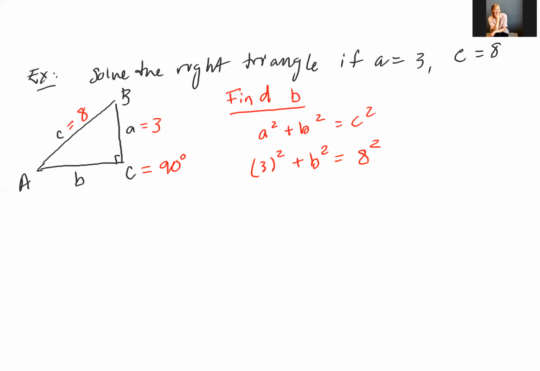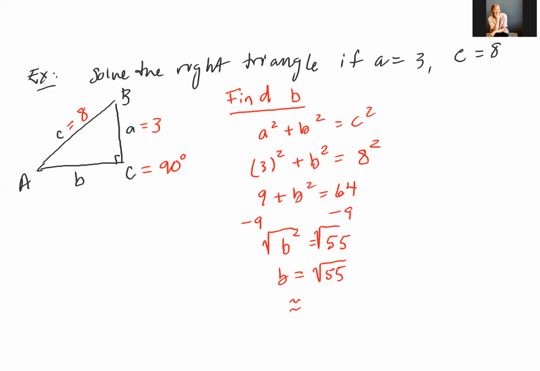I'm going to solve for b. 3 squared is 9, plus b squared is equal to 8 squared, which is 64. I'm going to subtract 9 from both sides, and I get that b squared is equal to 55. Take the square root of both sides. I get that b is equal to the square root of 55, which very often in your homework, it's going to want you to write the decimal approximation, which in this case is 7.42. These are applications. Often the decimal approximation is more helpful to us.